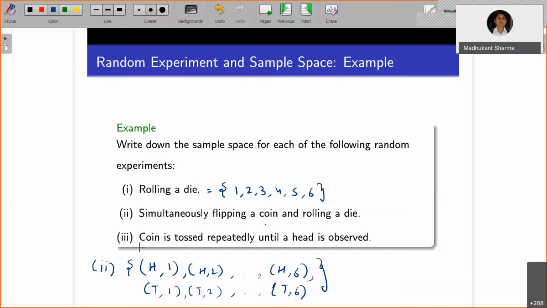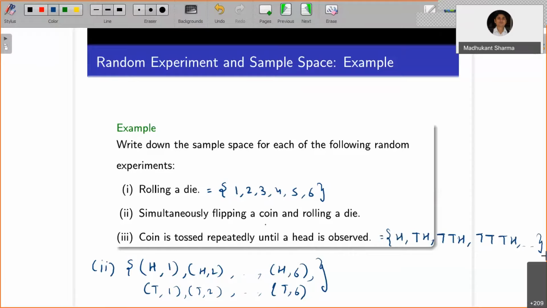The third is what we have just talked about: a coin is tossed repeatedly until a head is observed. The sample space for that is head, tail head, tail tail head, tail tail tail head, and so on.